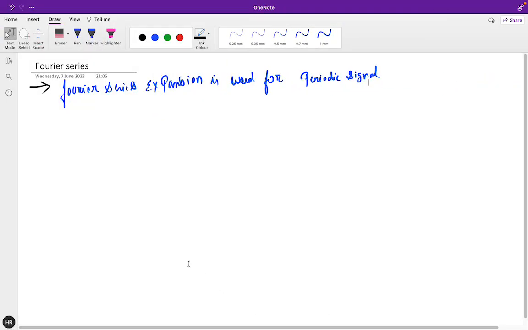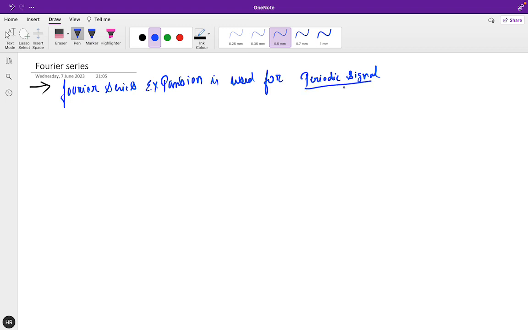See, the meaning of a Fourier series. So Fourier series expansion is used for periodic signals, for determining the harmonics. In a Fourier series expansion, we determine the periodic signals. Fourier series is used basically for periodic signals. If anyone asks you what the Fourier series is, it is just an expansion.